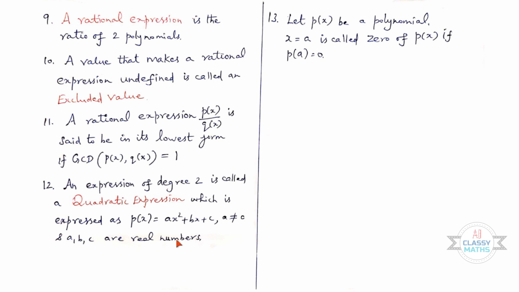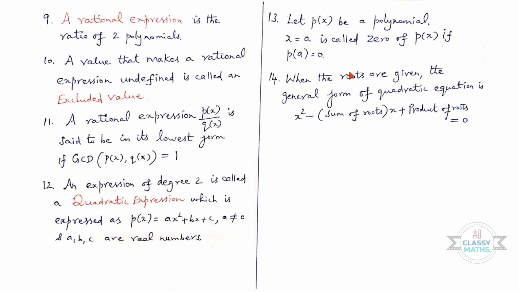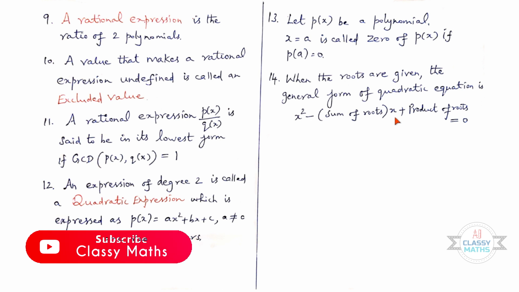Next point, let p of x be a polynomial. x equal to a is called 0 of p of x if p of a is equal to 0. 14th one, when the roots are given, the general form of quadratic equation is x square minus sum of roots into x plus product of roots is equal to 0.